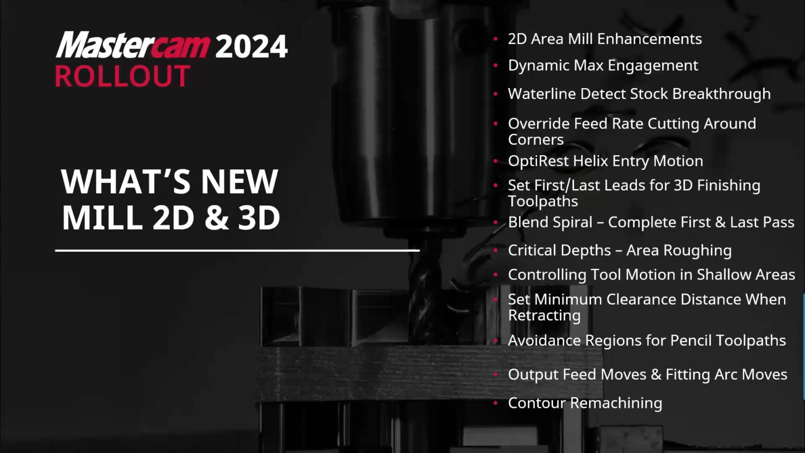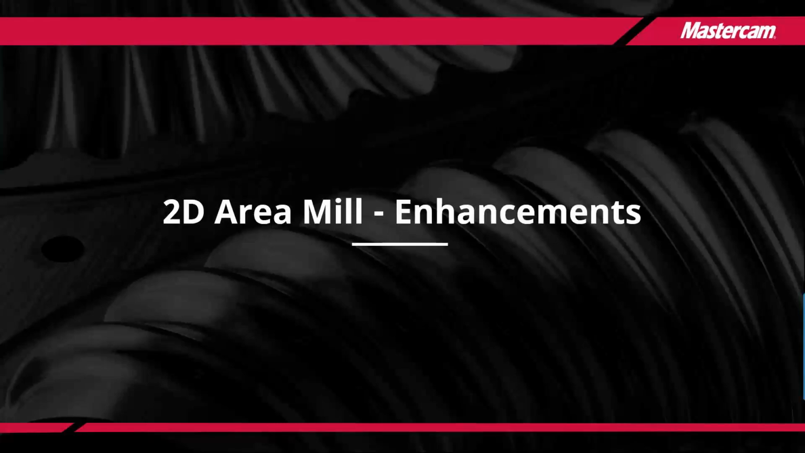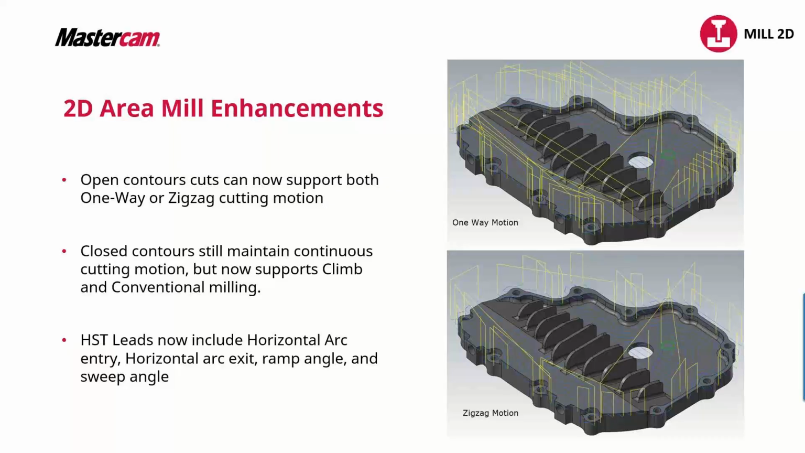Some of the topics that we aren't going to cover in this presentation, you can give me a call or send me an email if you want further discussion on, like overriding feed rates when cutting around a corner for dynamic contour, peel mill, or model chamfer, or outputting feed moves and fitting arc moves for model chamfer and dynamic contour, or the avoidance regions for pencil toolpaths. But without further ado, let's take a look at our 2D area mill enhancements.